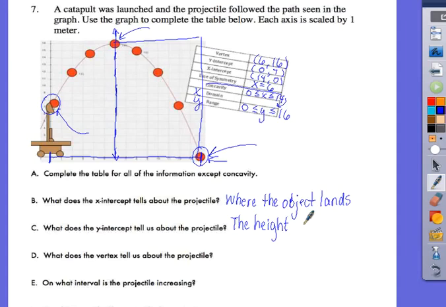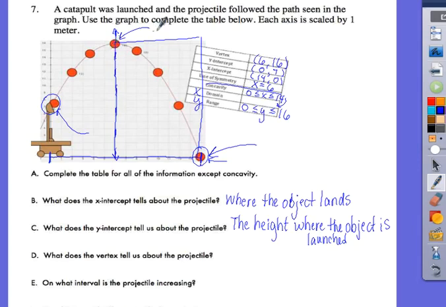The height where the object is launched. You could have phrased that differently, but you don't want to put the highest point, because the highest point is the maximum. It's the point where the object is launched or catapulted. Okay, D. What does the vertex tell us about the projectile?